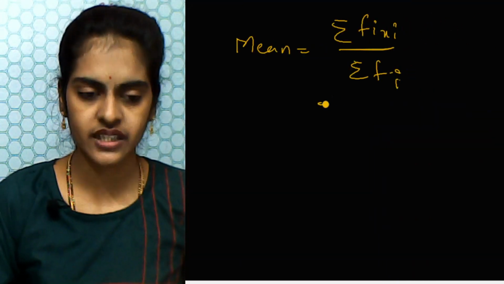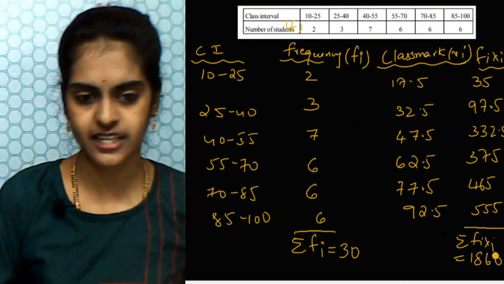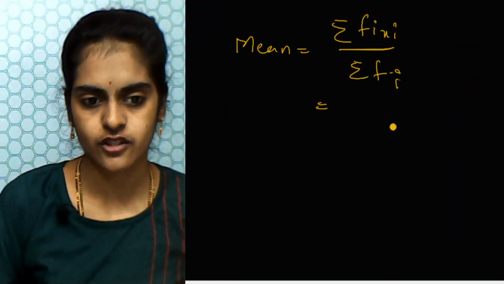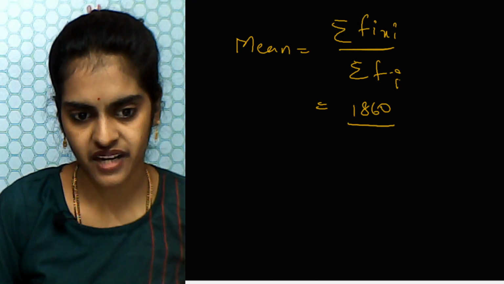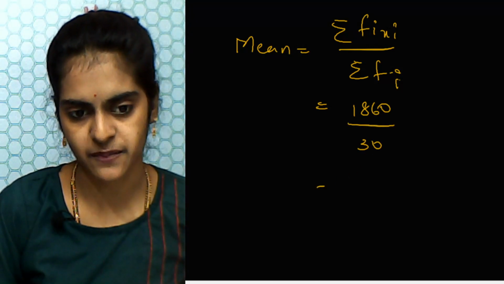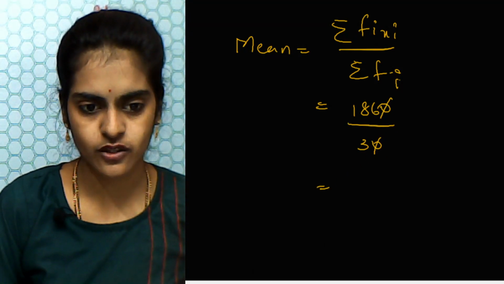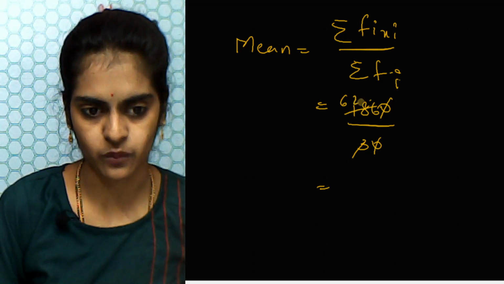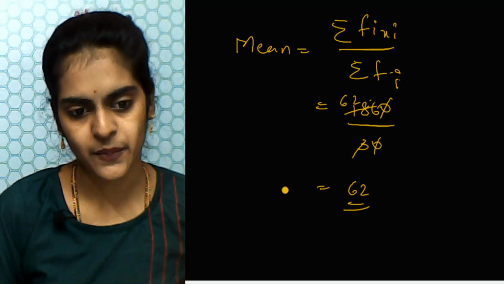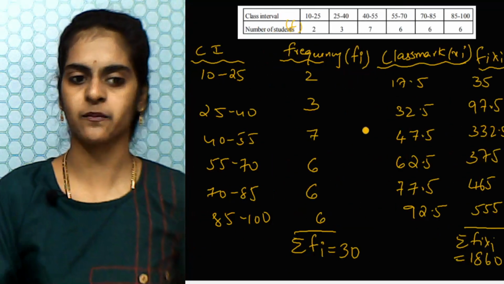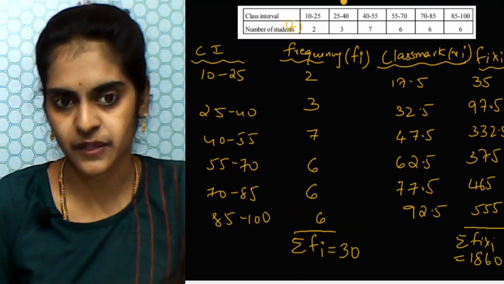Okay, so this is equal to sigma FiXi, you got it as 1860, divided by sigma Fi, you got it as 30. So cancelling, 3 sixes are 18 and 2, so 62 is the mean of this data. Okay, using direct method. Clear?